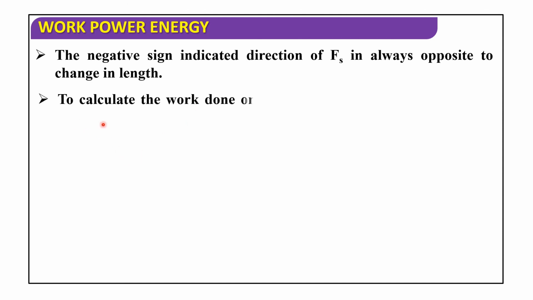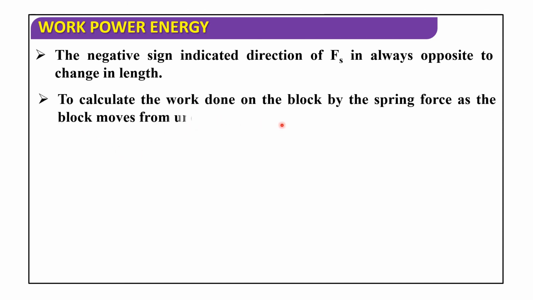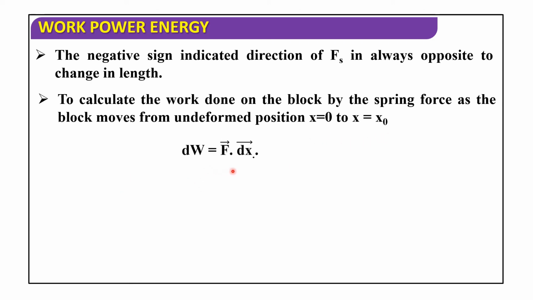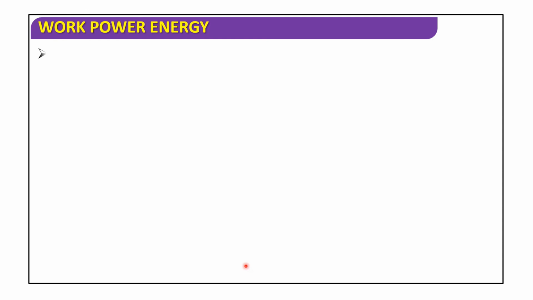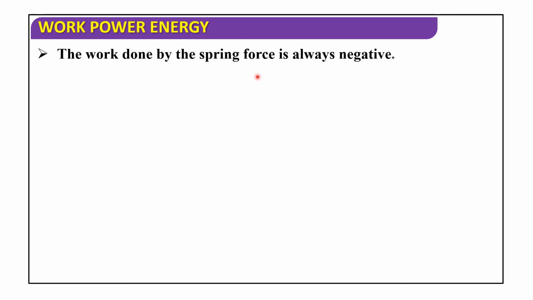To calculate the work done on the block by the spring force as the block moves from the undeformed position, that is x equals 0, to x equals x naught. So dW equals F into dx, that is minus kx into dx. Integration of dW equals the integral from 0 to x naught of minus kx dx. So W equals minus half k x naught square. The work done by the spring force is always negative.